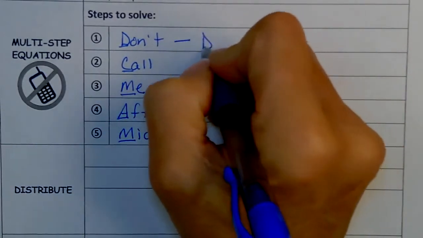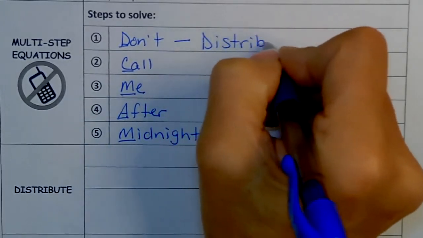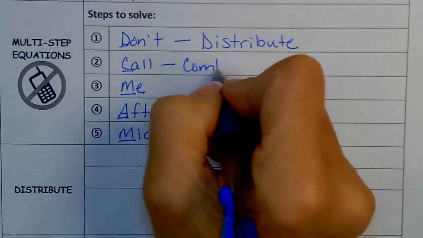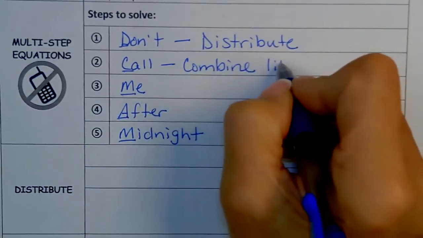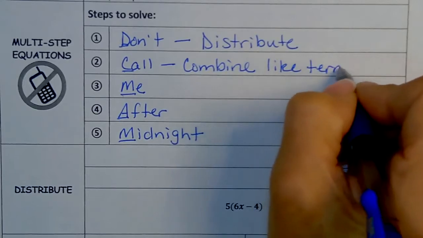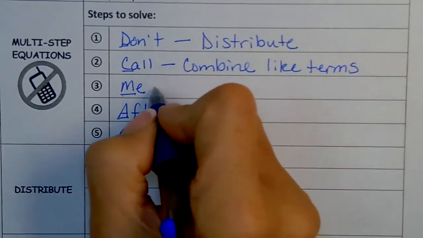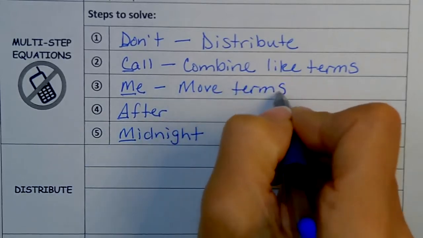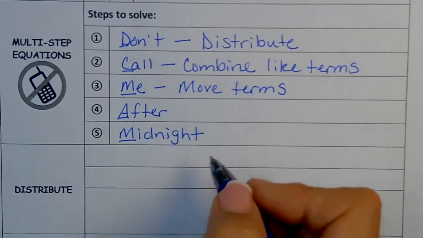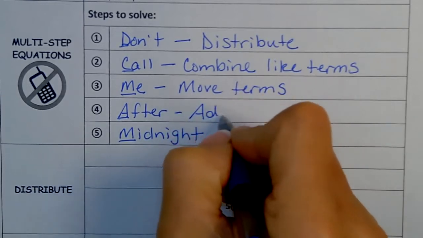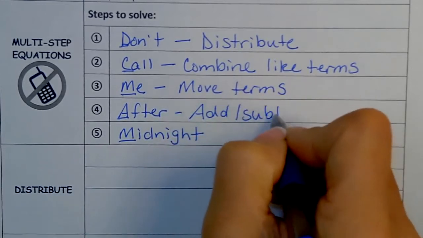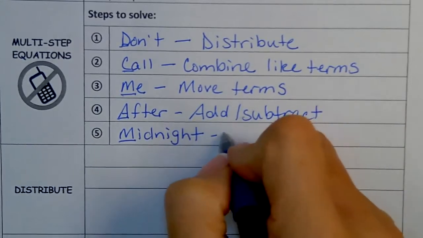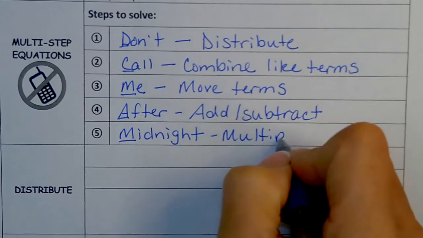The D stands for distribute. The C stands for combine like terms. The M in me stands for move terms. The A in after is add, subtract. And the M in midnight, multiply, divide.